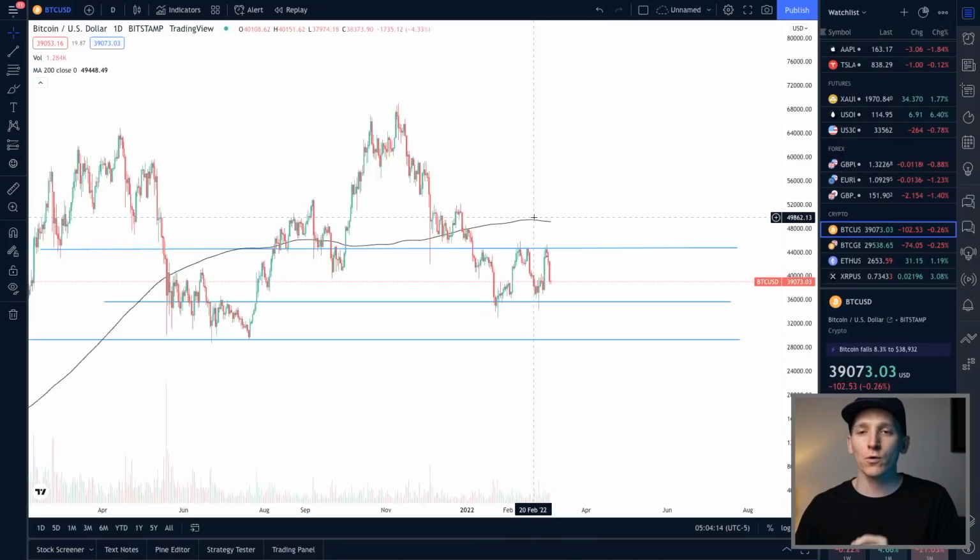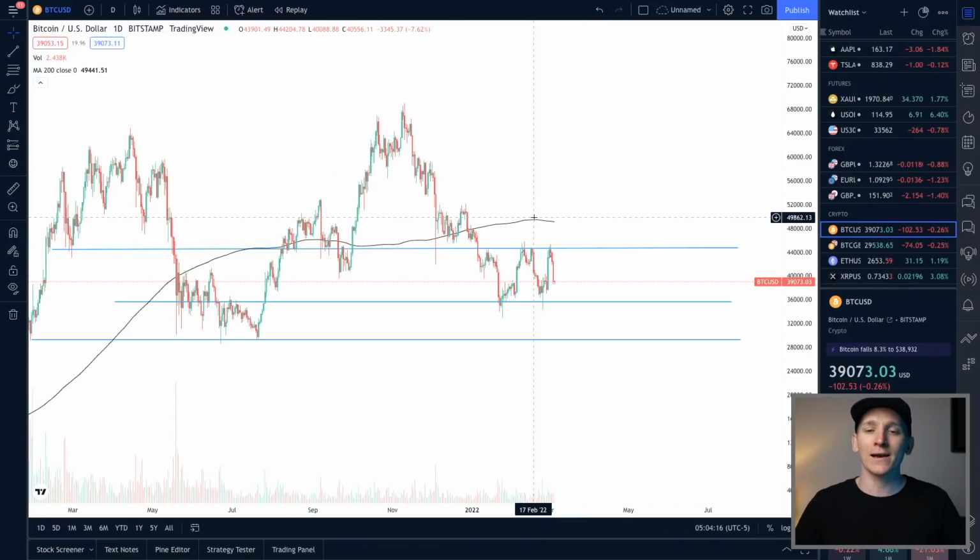This is really difficult to predict, and unfortunately, technical analysis cannot do that. Technical analysis is just one part of the equation. You need to also analyze the macroeconomy and everything like that.